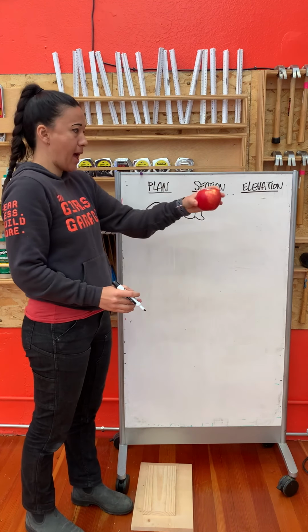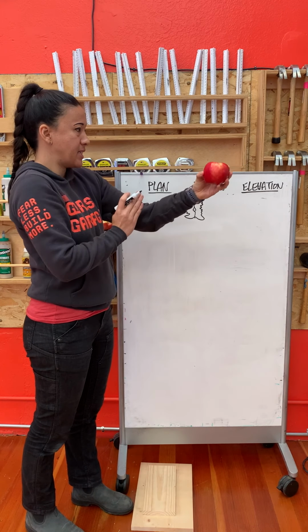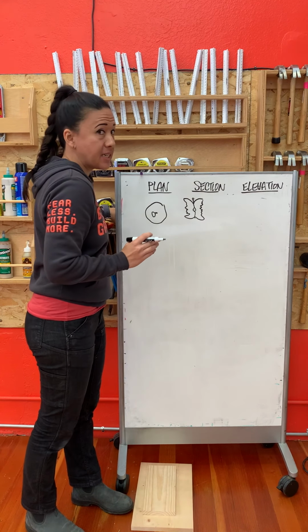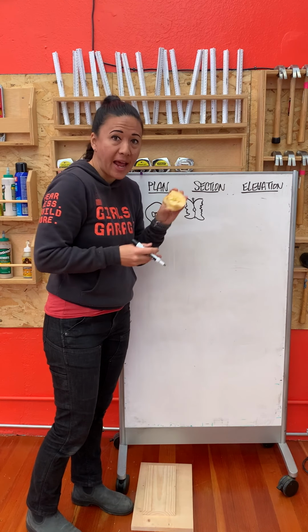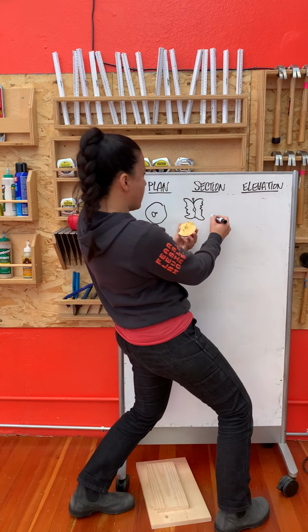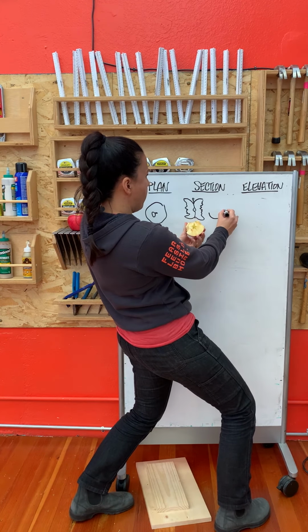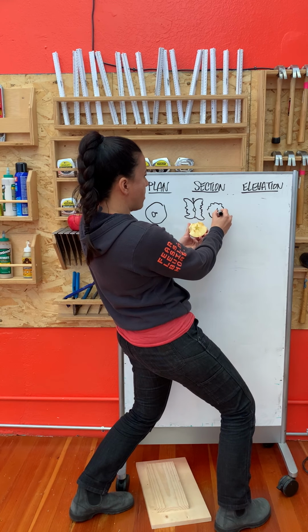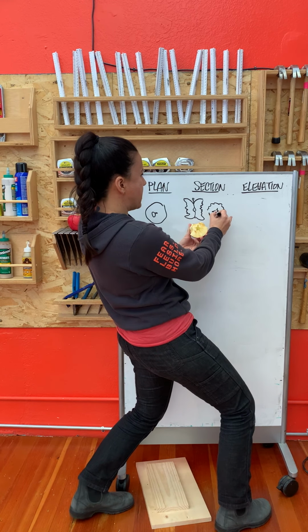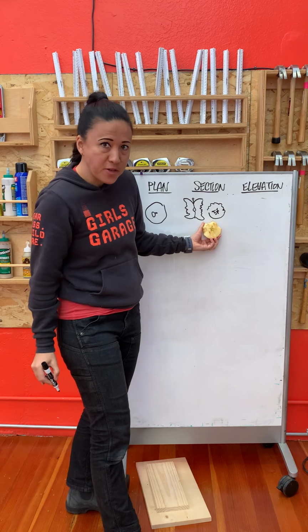I could also cut my apple this way. If I did that, I did do that, and I also ate half of it. Looks like this. More bite marks, a little star in the middle, and a seed. There's my horizontal section.